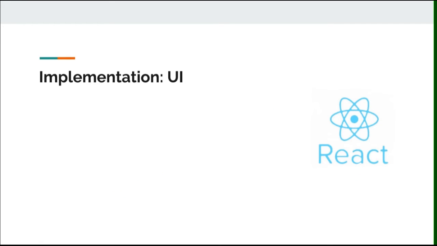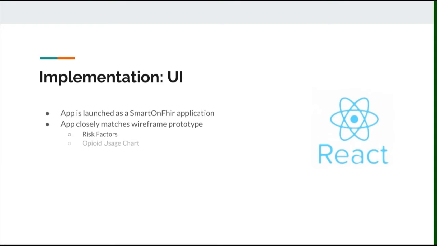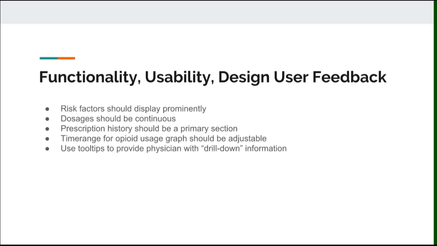From the UI implementation side, the app is launched as a SMART on FHIR application, and it closely matches wireframe prototypes developed early in the semester. This includes a section on risk factors, opioid usage chart, prescription history, and time range filter. The app was developed with the React.js library.